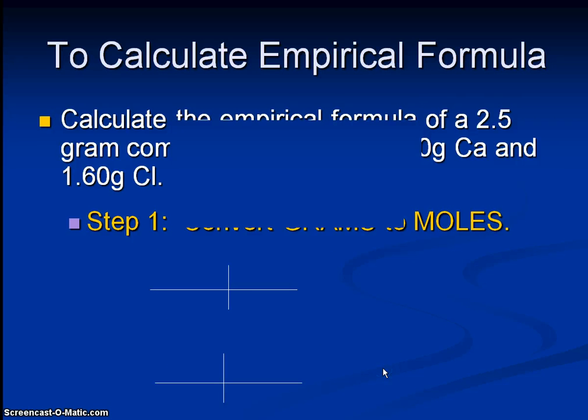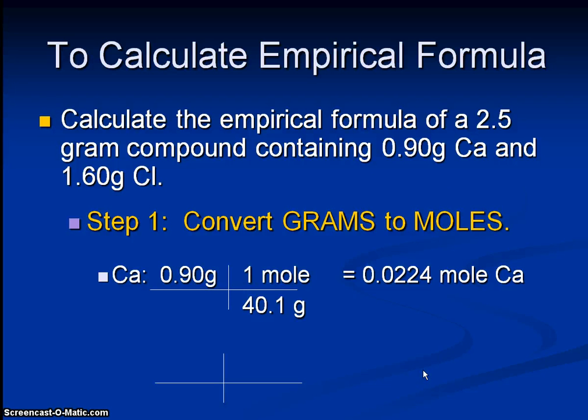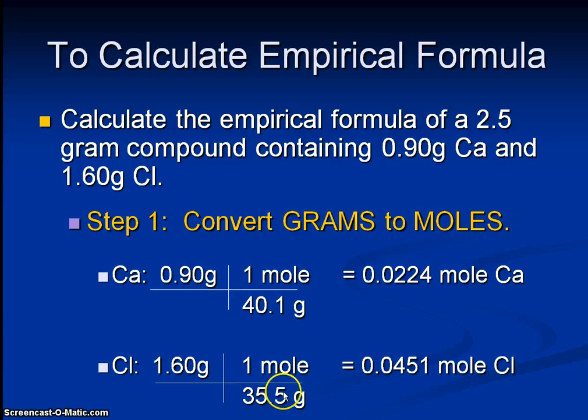So for empirical formulas, the first step is that you want to convert grams to moles. What we're looking for is the subscripts that go in the formula, and those subscripts are in units of moles. So we're given 0.9 grams of calcium and 1.6 grams of chlorine. The first step is just to do what we've been doing for several days now and turn it into moles. So bring grams down. This number came from the periodic table because every time you see grams you need to think periodic table. Same thing for chlorine. So bring your grams down, plug in the number from the periodic table, and you get a number.